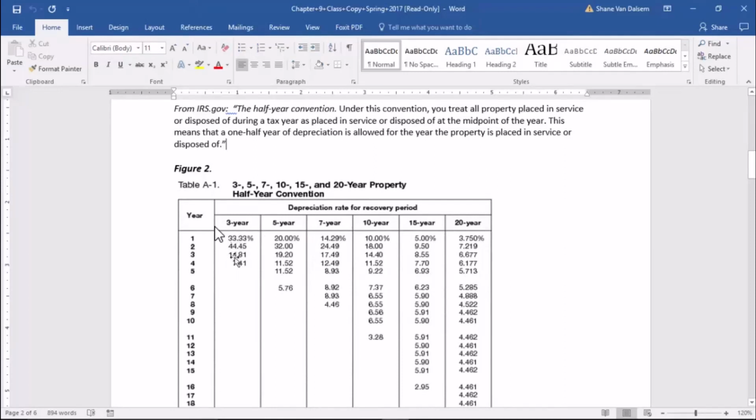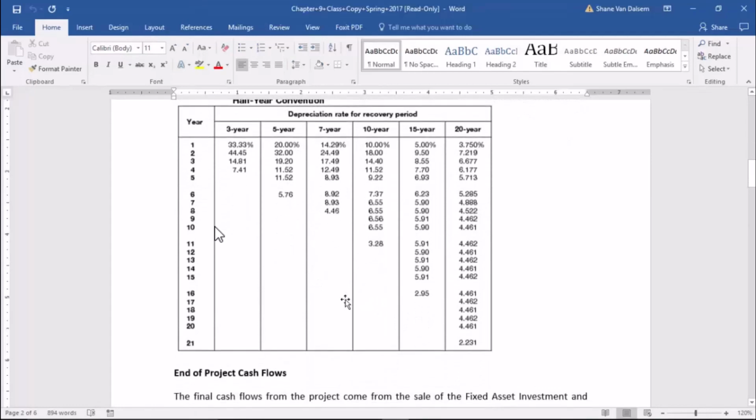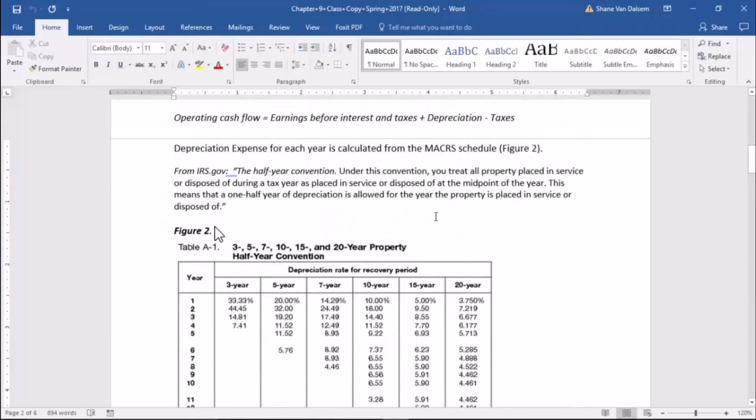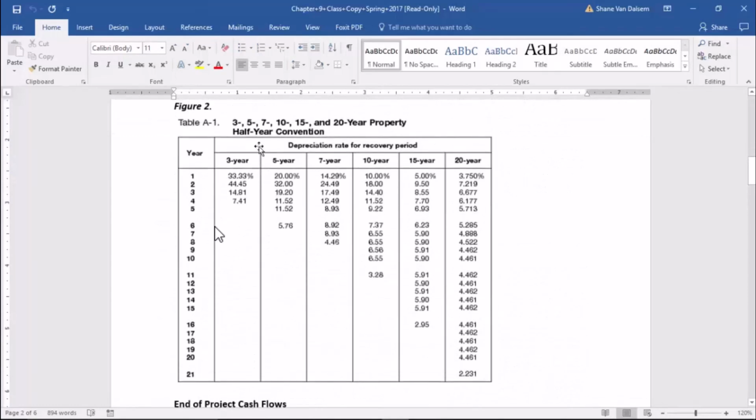So let's say we have in our case a project that lasts 3 years. It has a 3-year depreciation life, but you'll see here that it goes out for 4 years. That's because we have a half year here at year 1. We have a half year at year 4. For a 5-year project, we have a half year at year 1 and a half year at year 6, sorry. For 7-year, half year at the beginning, half year at the end. That's why there's always an additional year on these, because we're assuming that we're putting the asset in place in the middle of the year. So we'll use this schedule.